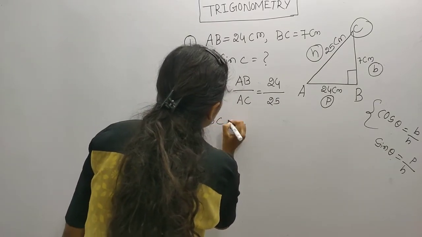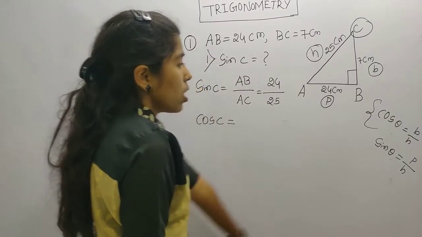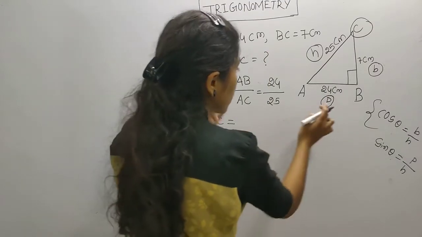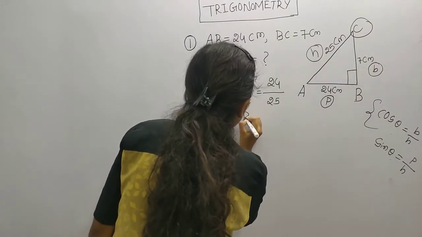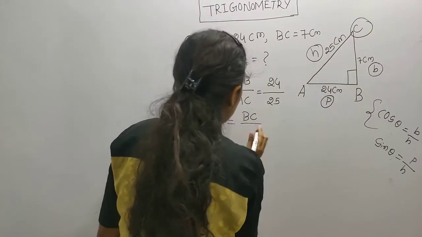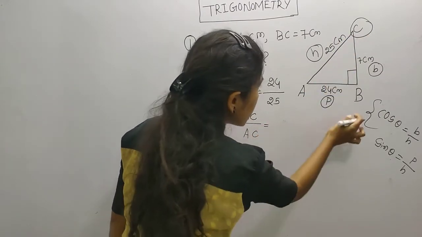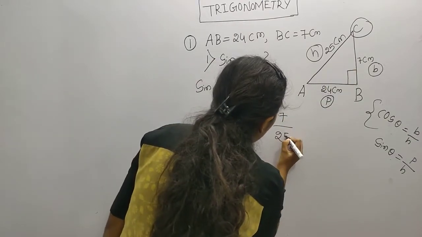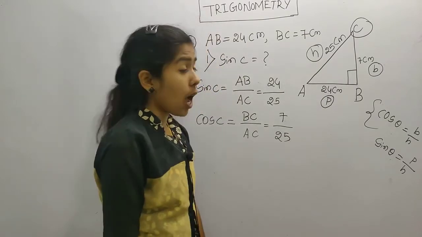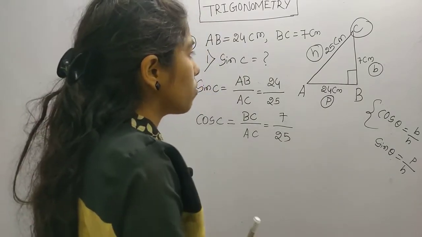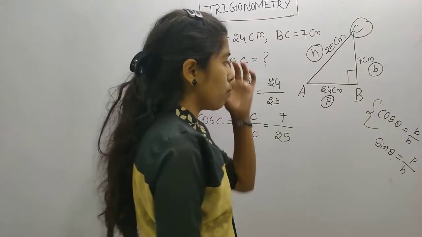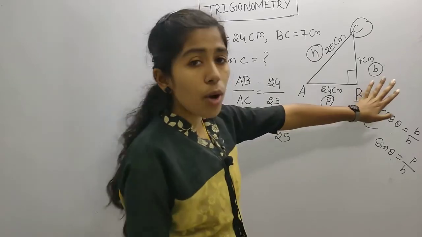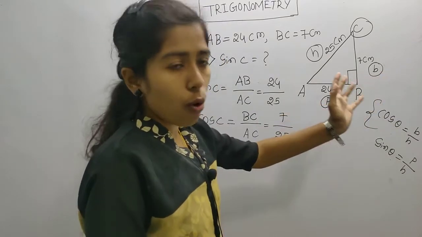How will we find cos C? See, the cos theta formula is B by H. So cos C. What is the base now? BC. BC by hypotenuse, which is AC. What is BC? 7 by AC, same, 25. So easy? Yes? So now I think you understood well how you can exchange the positions of perpendicular and base in the triangle. Over.